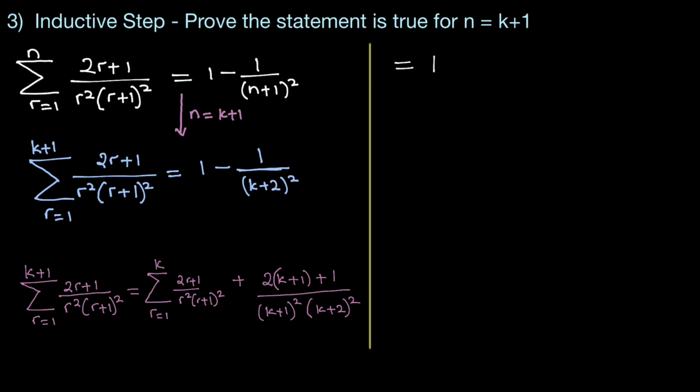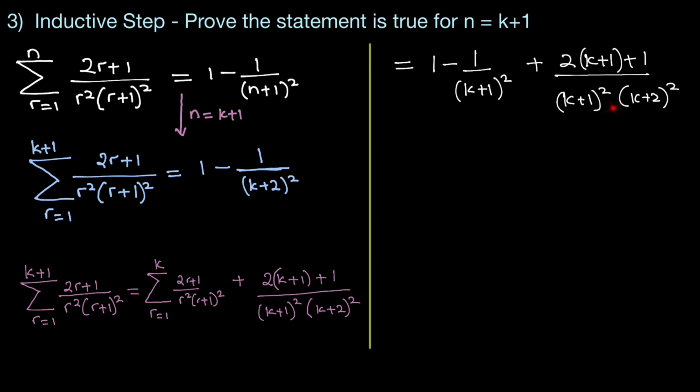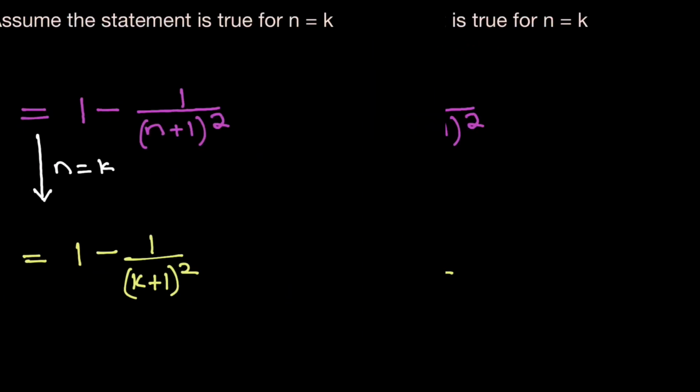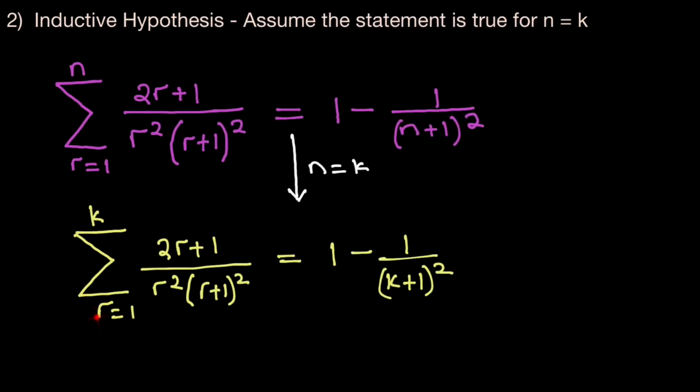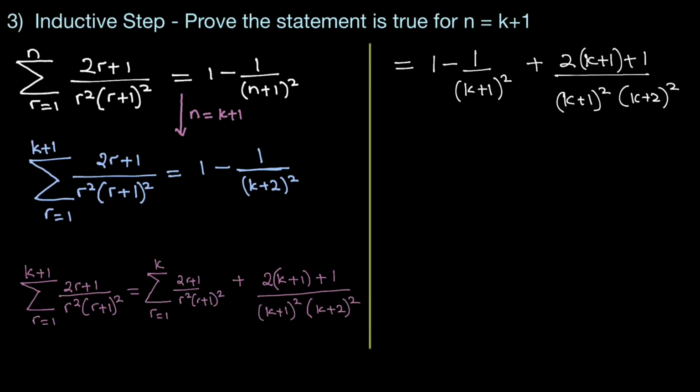So we're going to write the sum for the n value with k, that is step 2. And then we put in the last term with k plus 1 over (k plus 1) squared times (k plus 2) squared. This is from step 2. If we go back to step 2, this is what we're using, r equals 1 to k, and we get that. So we've replaced n with k here. That's what we're doing with step 2 plus the last term.